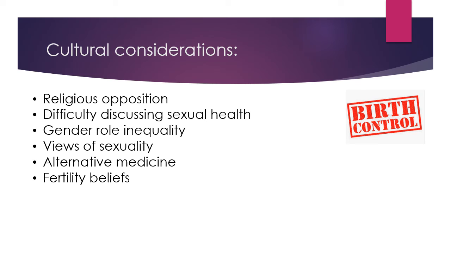Some cultures may have difficulty discussing sexual and reproductive health, especially when it comes to adolescents. Gender role inequalities is another cultural component that should be considered. Awareness of different cultural views of sexuality and sexual behavior play an important role in birth control because some cultures may believe that sex is for reproduction only, not pleasure. In addition, some cultures do not believe in premarital sex, meaning that birth control for adolescents may be a difficult or taboo subject.